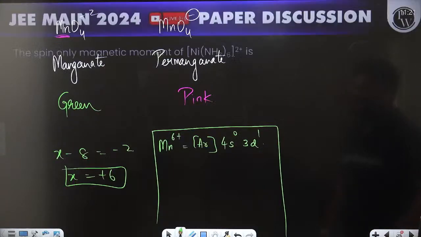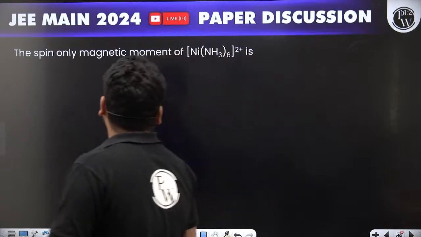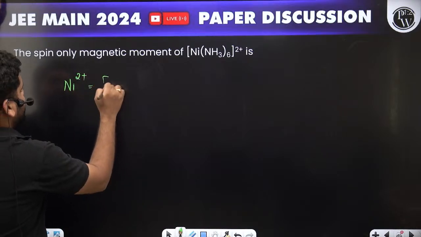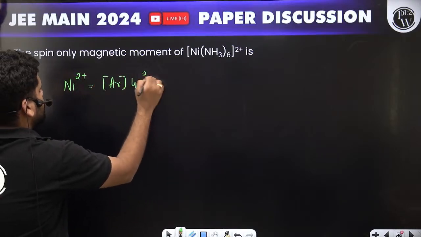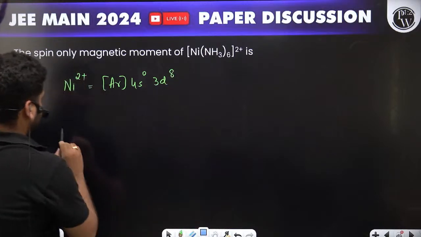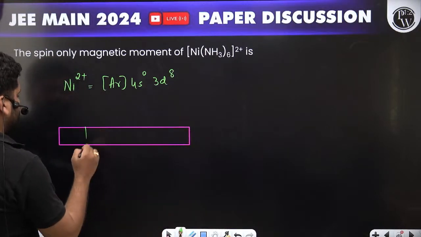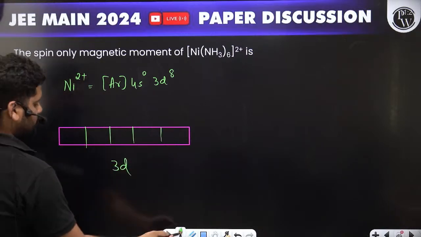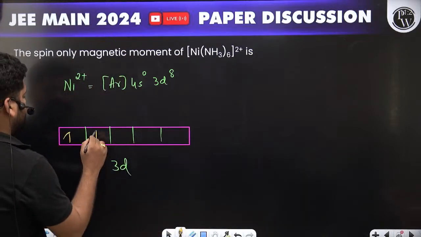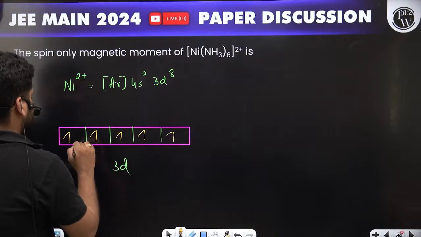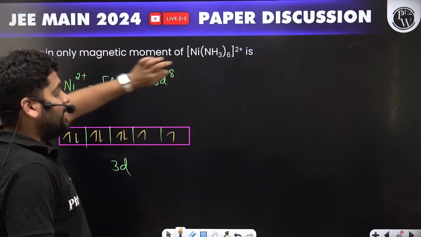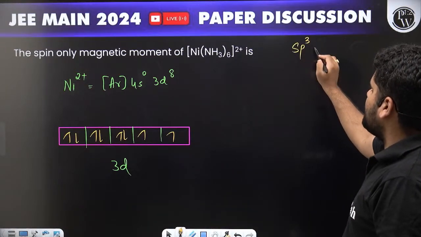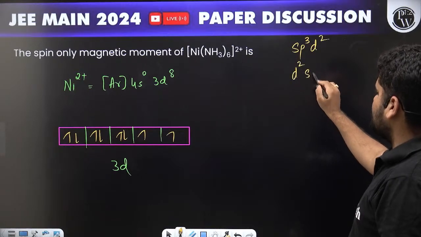Okay, right. Now, next one. See the next question. The spin-only magnetic moment of [Ni(NH3)6]2+. Here the oxidation state of nickel is +2, and you can write it as argon 4s0 3d8. Here we have 3d subshell where we have 5 orbitals and you have 8 electrons, isn't it? So 8 electrons would be represented normally like this: 1 2 3 4 5 6 7 and 8. Now it is having 6 ligands, which means the hybridization can either be sp3d2 or d2sp3, right?